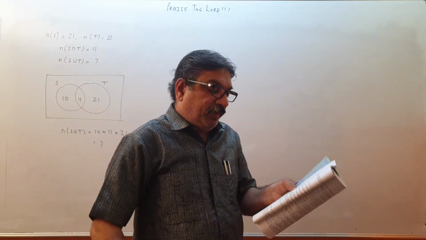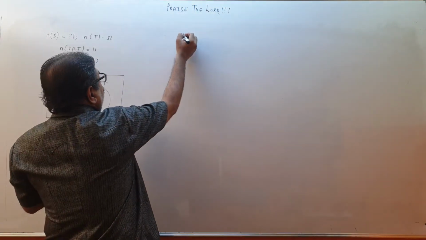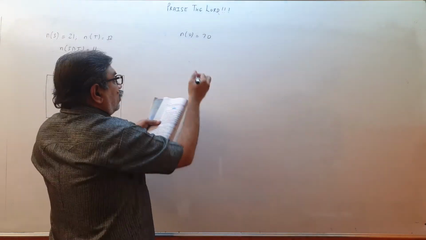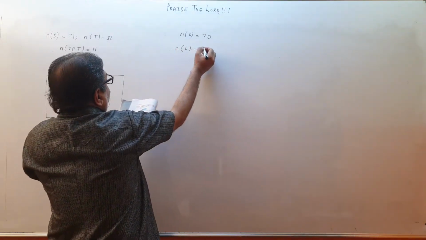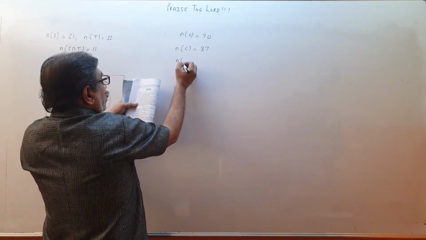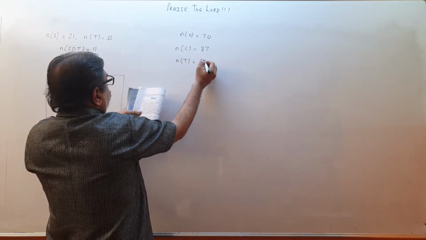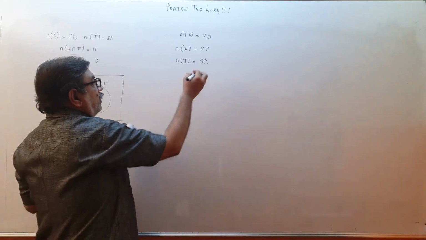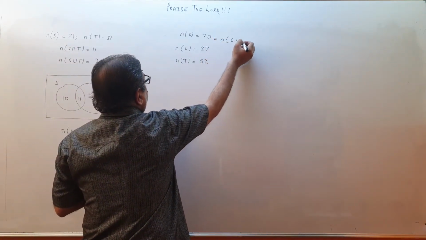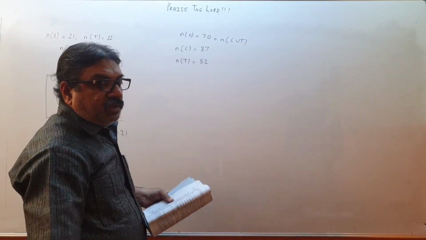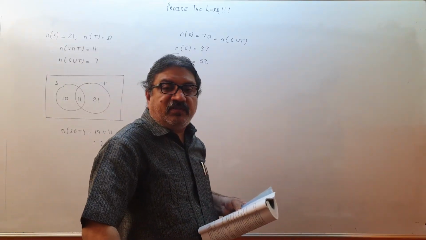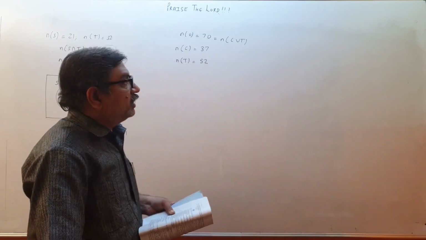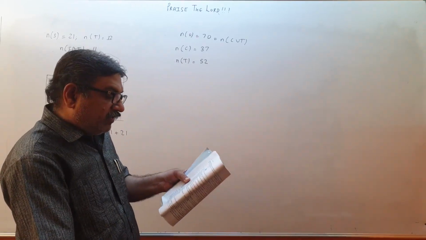In a group of 70 people, so that means there are 70 people in a group, that is N of U. 37 like coffee. Coffee is liked by 37 people. 52 like tea. And each person likes at least one of the two drinks. So that becomes C union T, because there is no person outside C and T, means every person is taking at least one drink. So nobody is outside coffee and tea, 0, therefore U becomes C union T for us, as we have been discussing.